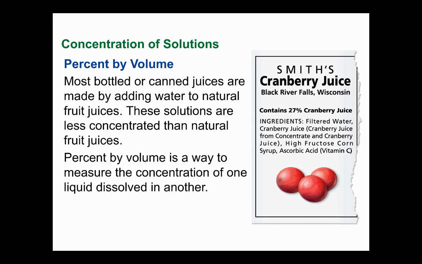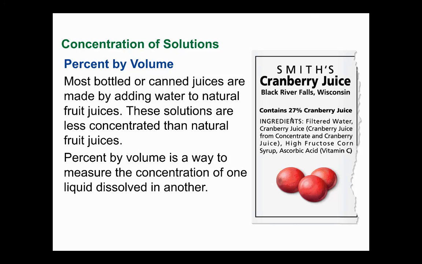Percent by volume. Most bottled or canned juices are made by adding water to natural fruit juices. These solutions are less concentrated than natural fruit juices. I don't know if you've ever made juice before, but to make a glass of orange juice takes like, I bet you 20 oranges. It takes a lot to squeeze it. Now, that's highly concentrated, but a lot of times the juice that you buy off the shelf is watered down a little bit. So the percent of volume is a way to measure the concentration of one liquid.